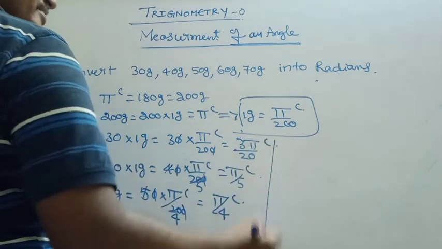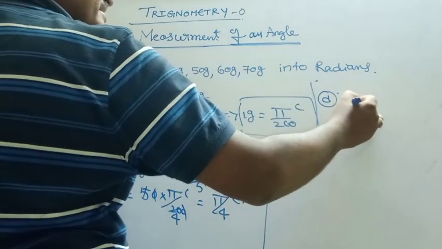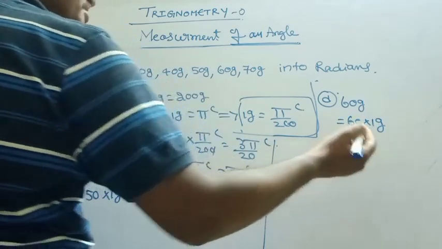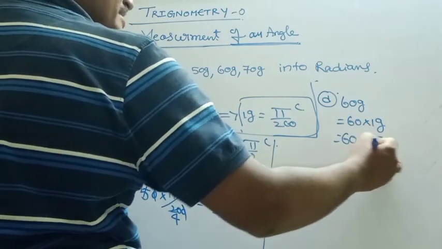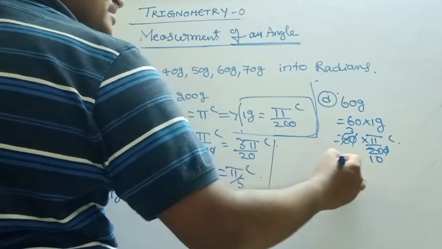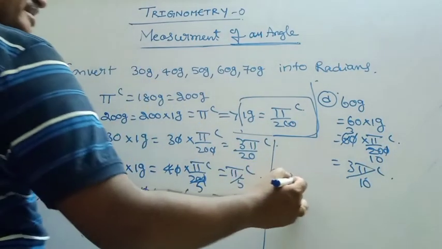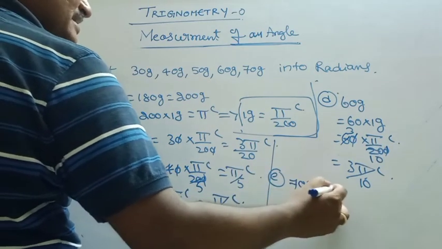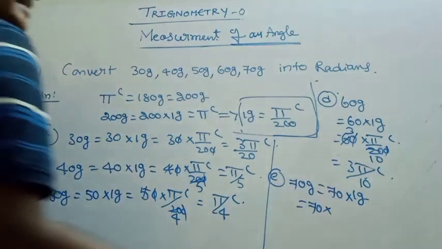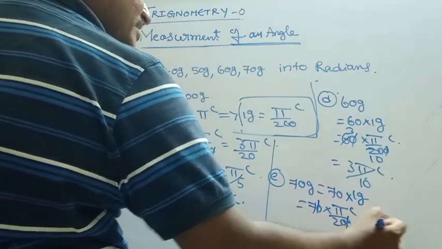Now in the same way, my dear students, we have D, 60 grades. 60 grades is equal to 60 into 1 grade, that is 60 into pi by 200 radians. 2 threes are 6, 2 tens are 20, so 3 pi by 10 radians. Now even 70 grades also like this. We have here 70 into 1 grade, which is 70 into pi by 200 radians. Here now 7 pi by 20 radians.